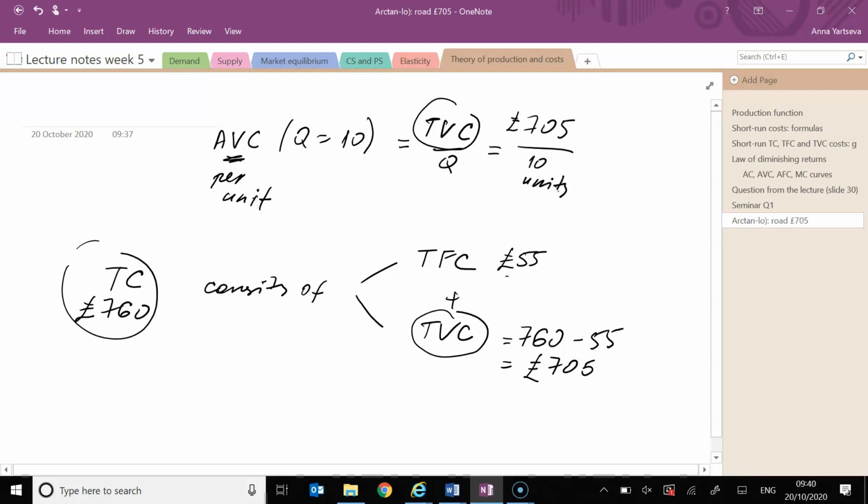We know that this is relevant for 10 units because we've taken this data from the table for 10 units. And if it costs us 705 to produce 10 units, it means that it will cost us per each unit 70.5 pounds, right? So we spread the whole amount which we've calculated across the relevant number of units. Okay? Any other questions?